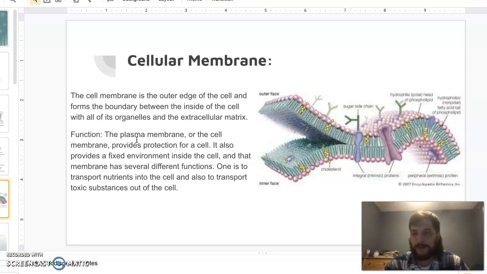So the first organelle I'm going to go over is the cellular membrane. The cellular membrane is the outer edge of a cell, and it forms the boundary between the inside of the cell with all of its organelles and the extracellular matrix. The function of it is to provide protection for the cell, and it gives it a fixed environment. And probably one of the main things is that it transports nutrients into the cell and transports toxic substances out of the cell. So it regulates what comes into the cell and what goes out of the cell, on top of providing a fixed environment.